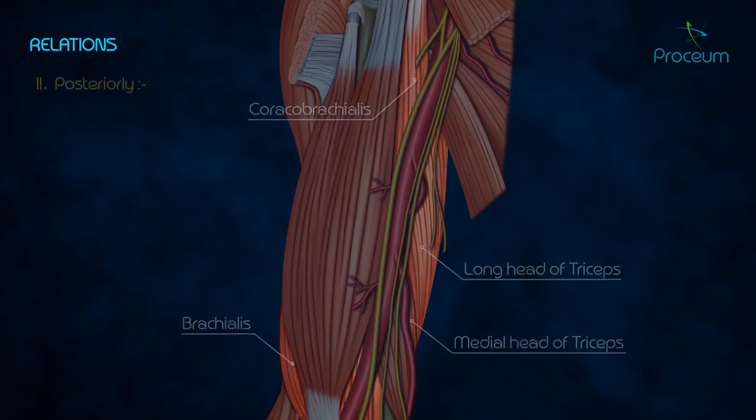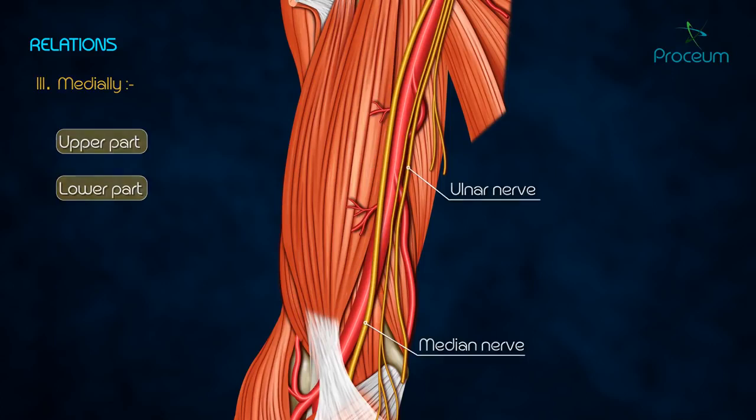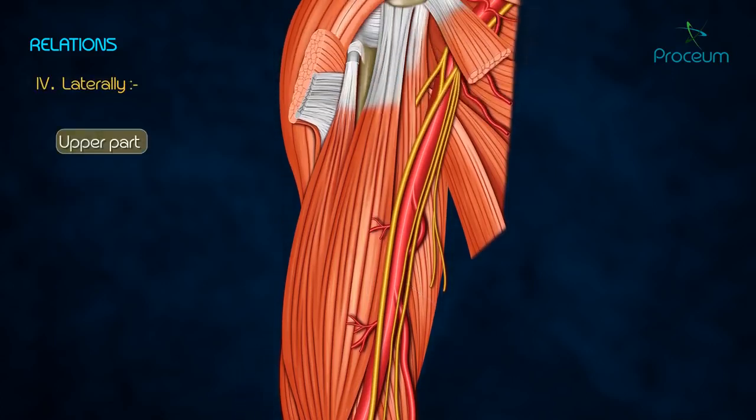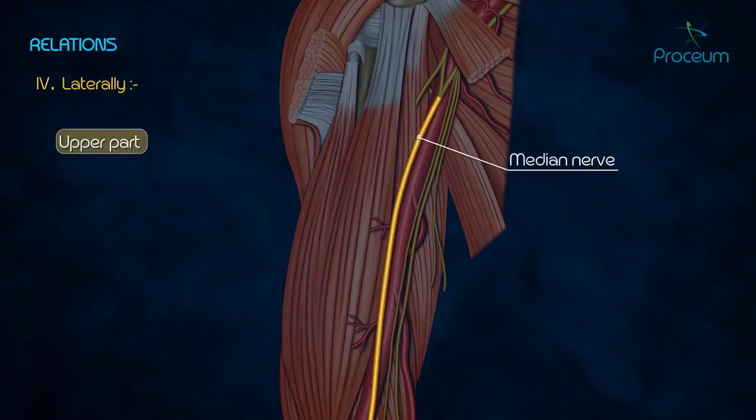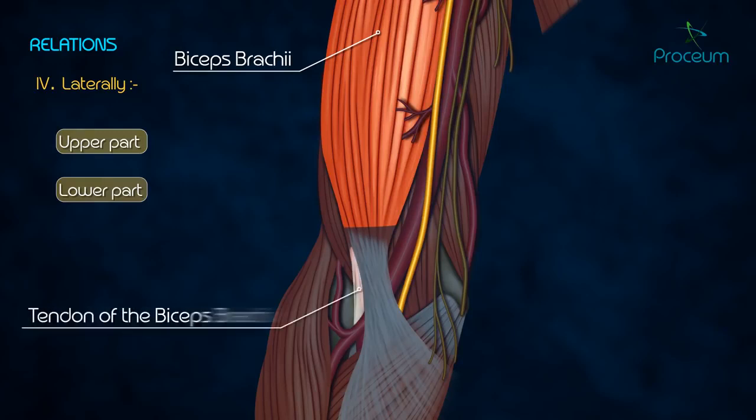Medially, in the upper part, the ulnar nerve, and in the lower part, the median nerve. Laterally, in the upper part, it is in relation with the median nerve, coracobrachialis, and biceps brachii. In the lower part, the tendon of the biceps brachii.